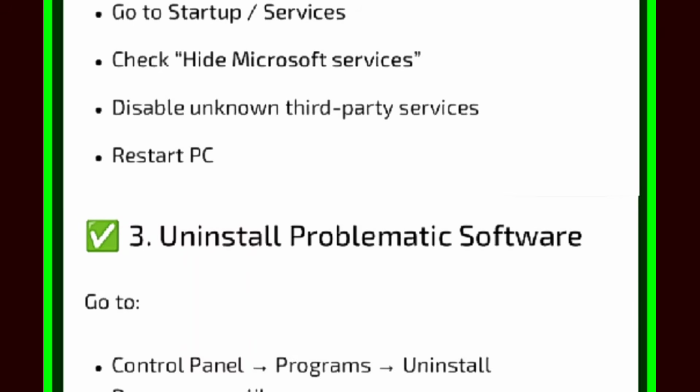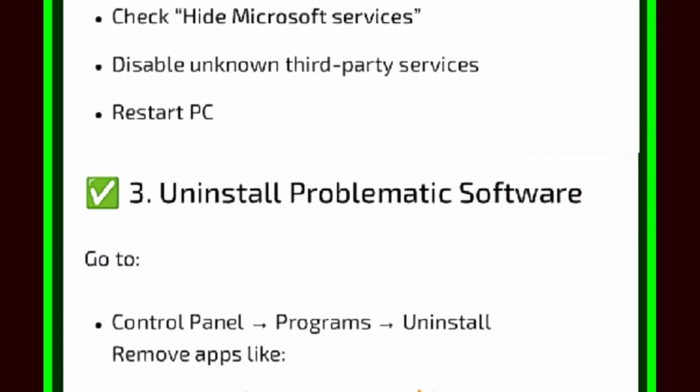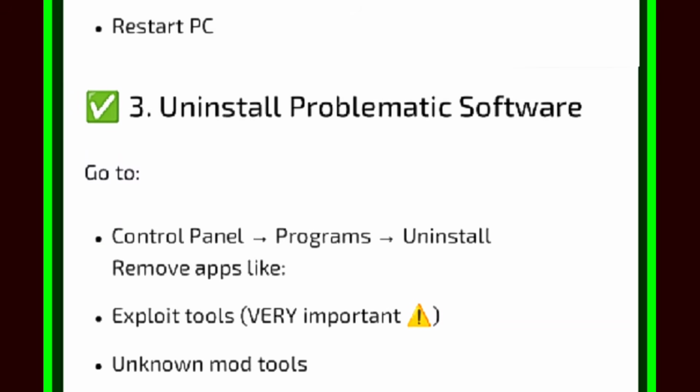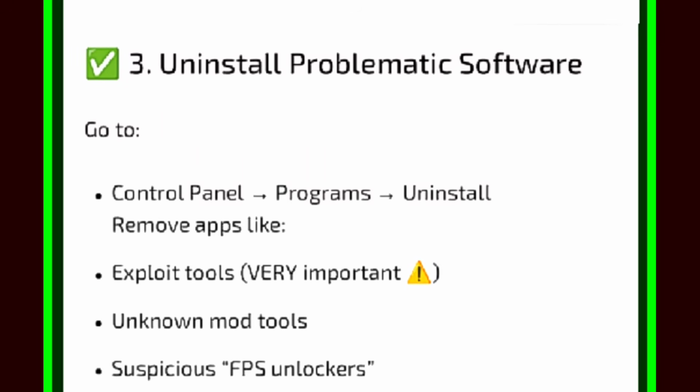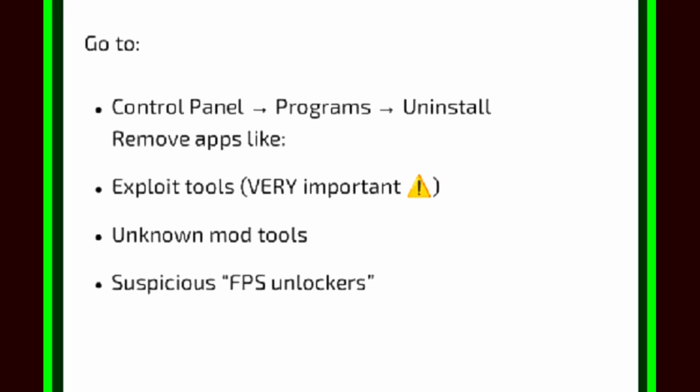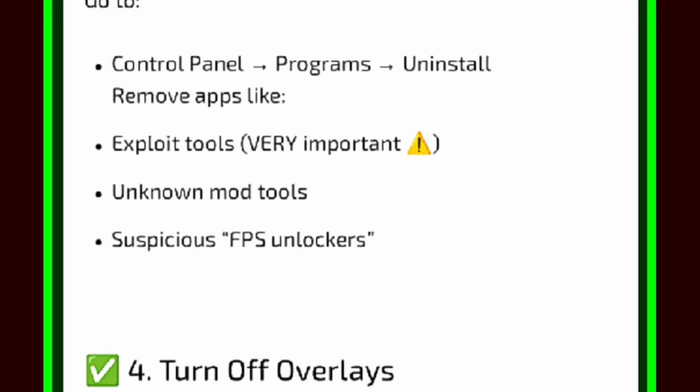Number 3, uninstall problematic software. Go to Control Panel, then Programs, then Uninstall, and remove apps like exploit tools, unknown tools, and suspicious FPS unlockers.